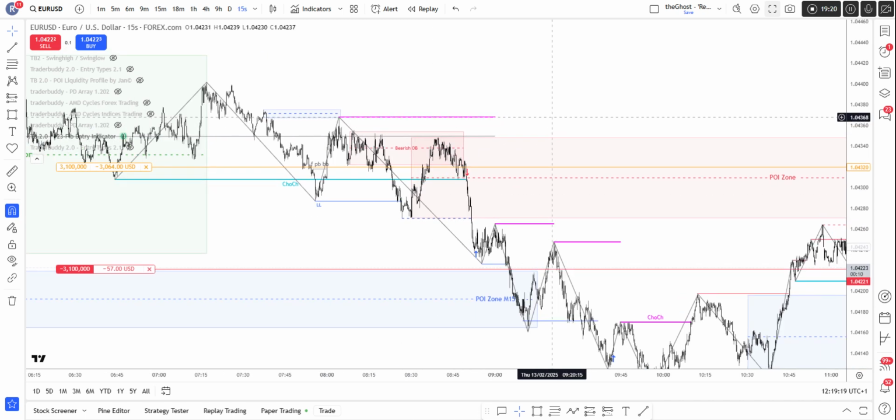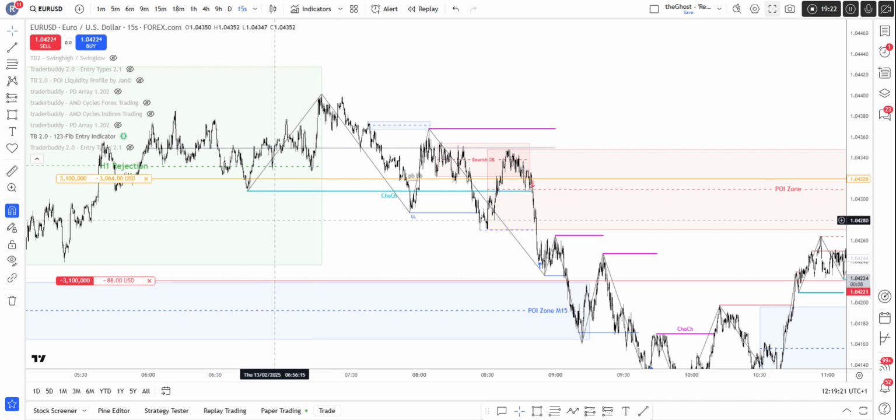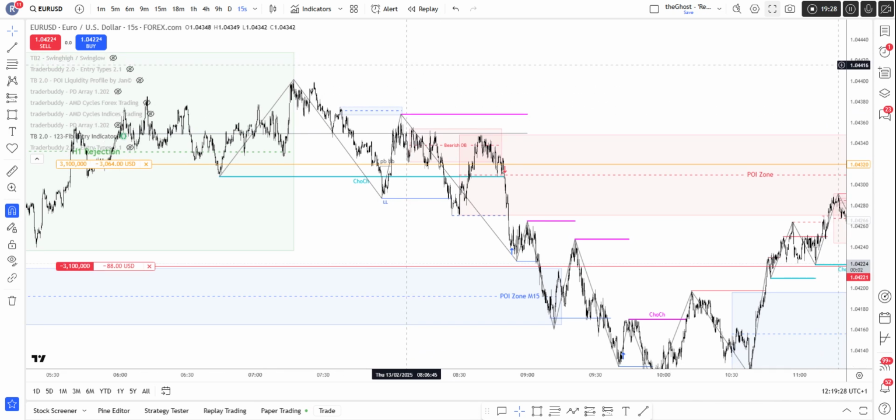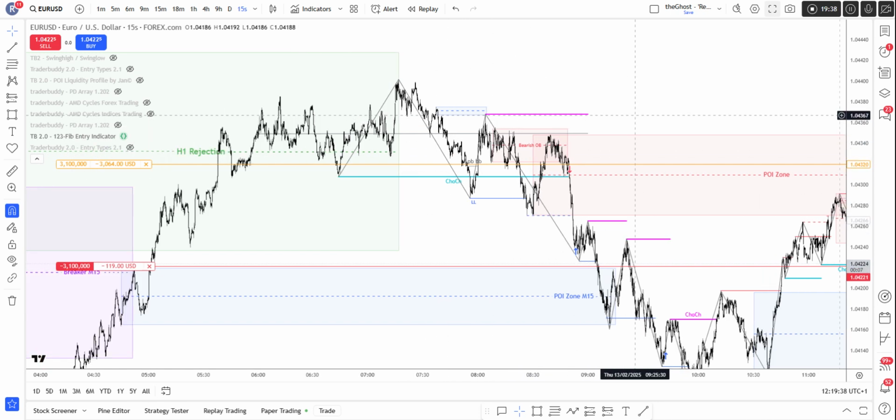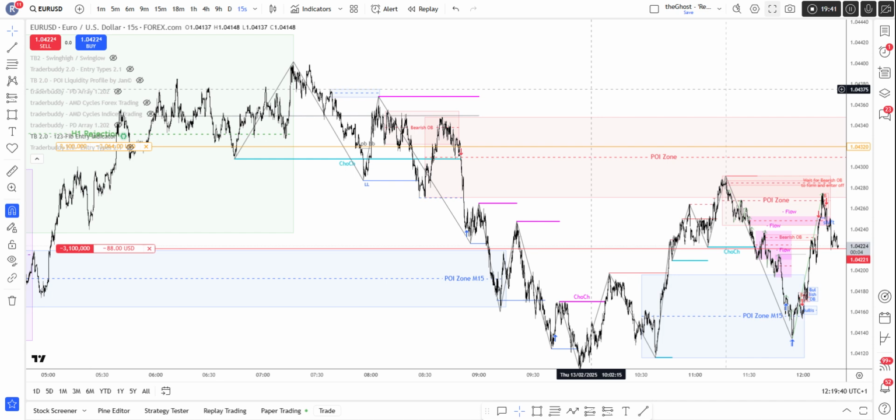So you could also have, because that is an entry model, after a change of character, we wait for the takeout of the lower low, confirming our trend change, and then you pull a fib from the first lower high to whatever low is formed here, and then you enter on the 59 retracement for your entry.